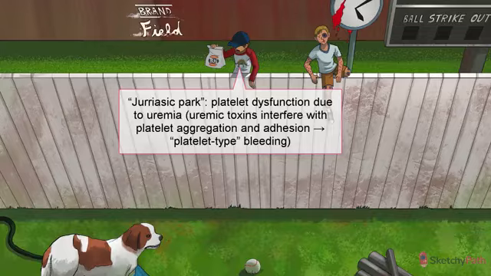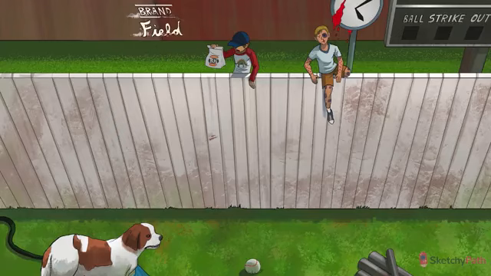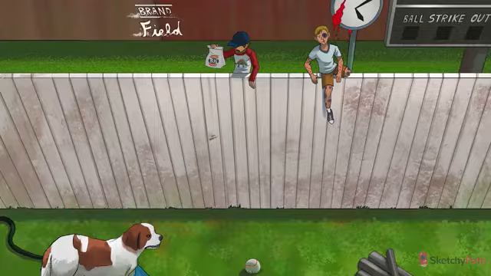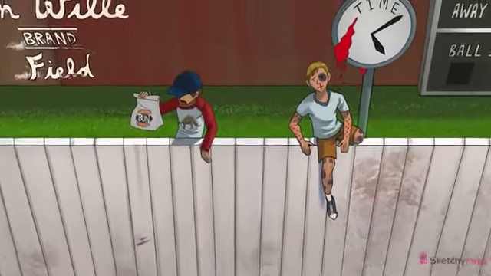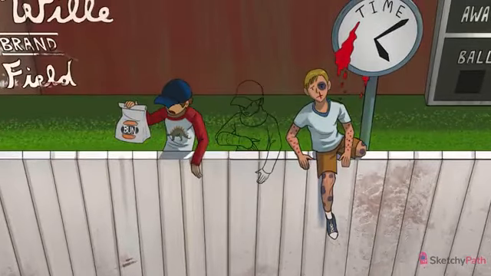The symptoms that result consist of those platelet-type bleeding symptoms we discussed earlier, including bleeding into the skin and mucous membranes. In order to reverse the qualitative platelet dysfunction and get those platelets back to work, the treatment of choice is dialysis. Dialysis removes those uremic toxins from the body and allows the platelets to get together with each other again. Next up is trauma.